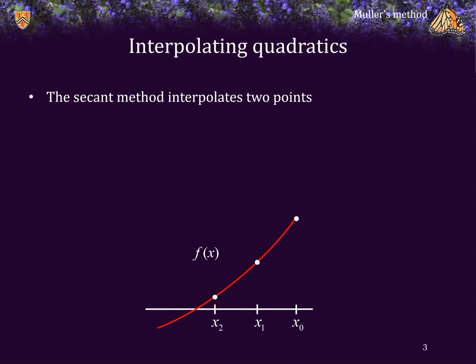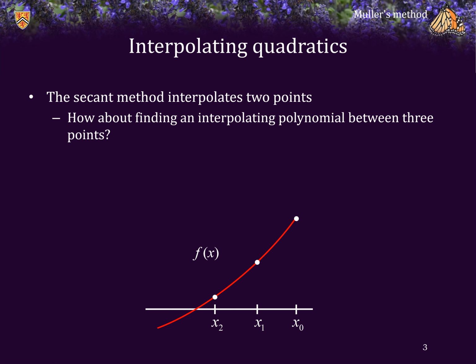Now, the secant method interpolates 2 points to find an approximation of the root. How about interpolating 3 points and finding the interpolating quadratic that passes through those 3 points? In this case, you'd find the root of that interpolating quadratic, and this would be our next approximation of the root.